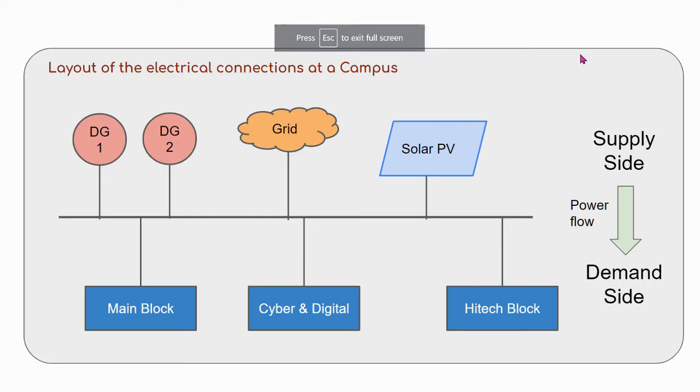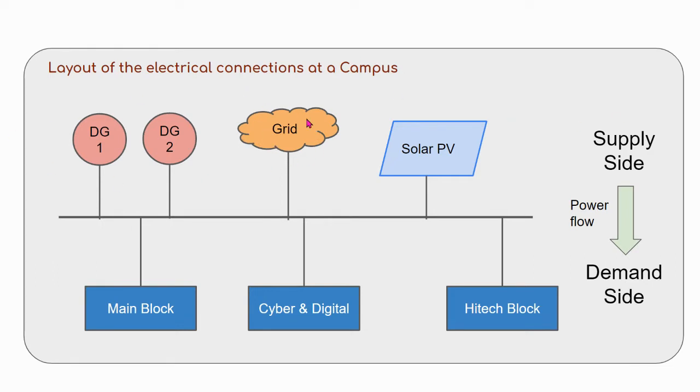We are doing this data analysis for a particular actual campus, so this is a practical real-world example. We have the supply side above and the demand side below, and the power is flowing from top to bottom in the downward direction. For this particular campus, there are several sources of supply.